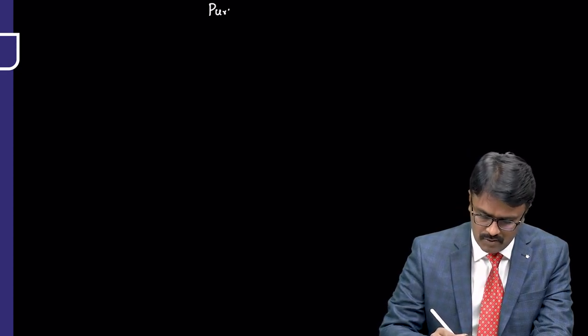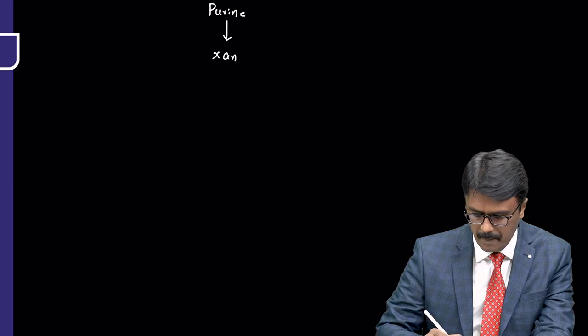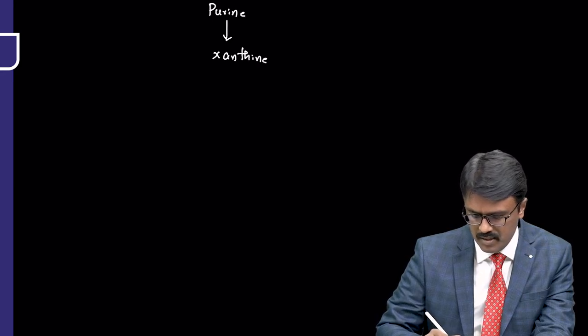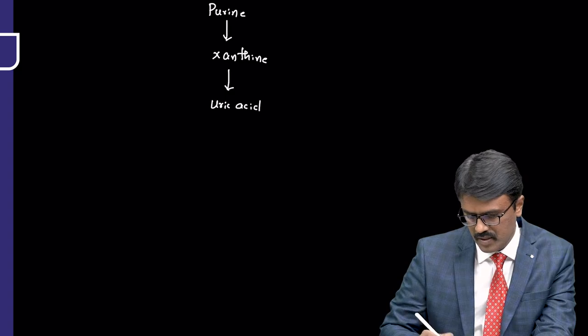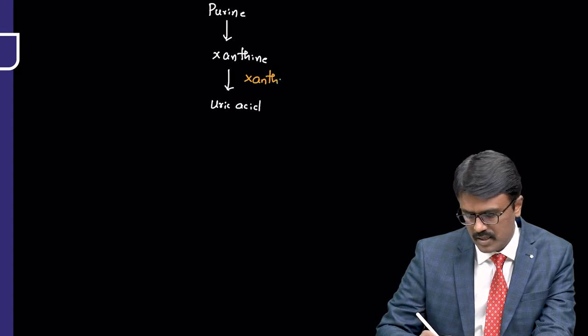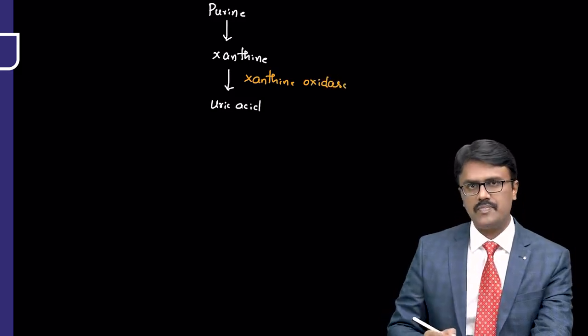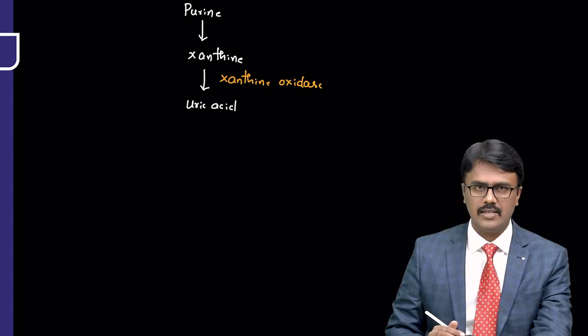Now, to understand the pathophysiology, I just want to tell you what the source of uric acid is. Remember, the uric acid source is purine. So purine metabolism will give rise to xanthine. From xanthine, we get the uric acid. The enzyme involved in the metabolism of xanthine is called xanthine oxidase. So the metabolism of purine gives us xanthine, and from that we get uric acid.